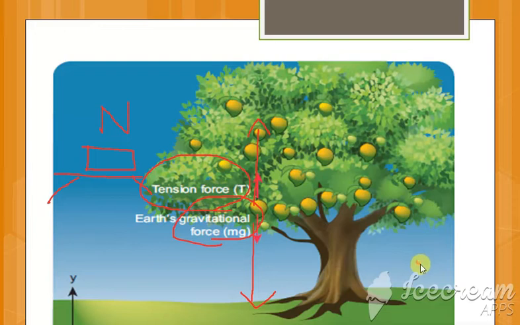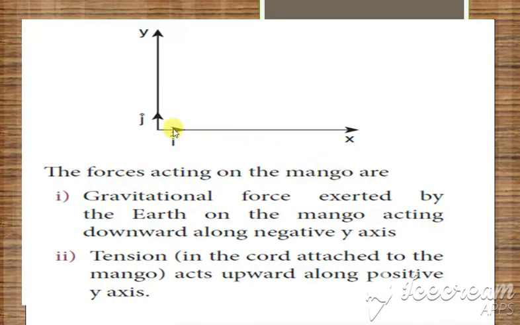So how do we represent the free body diagram for this? This is the object, then upward we have the tension T, and downward we have the gravitational force, which is represented as mg. Okay, so this is the representation of the free body diagram for the mango which is hanging on the tree.